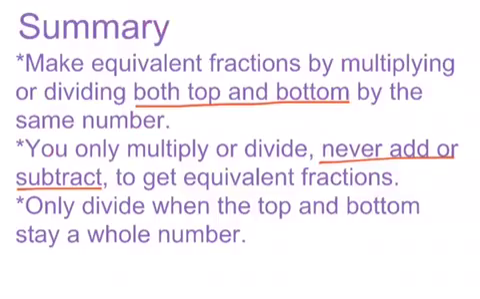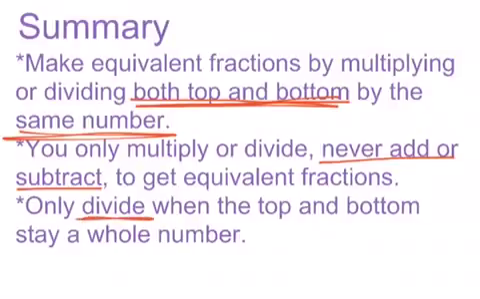So just a summary. Making an equivalent fraction, you make it by multiplying or dividing both, this is really important, both the top and the bottom number by the same number. You can only multiply or divide, never add or subtract to get equivalent fractions, and only divide when the top and bottom number can stay a whole number. You're not going to do a fraction, okay? So only use division if your top and bottom number can stay a whole number.